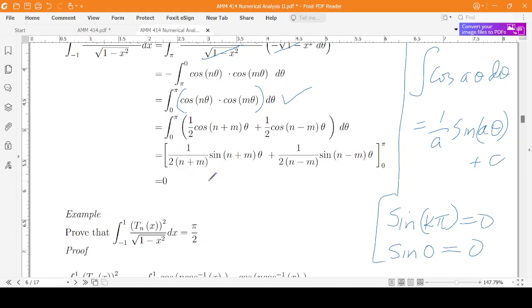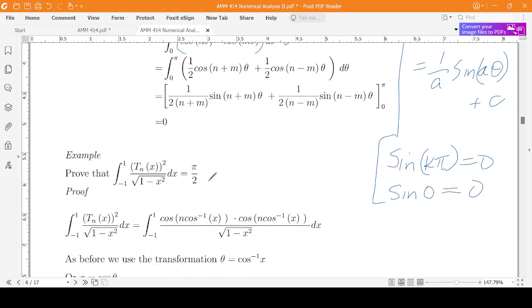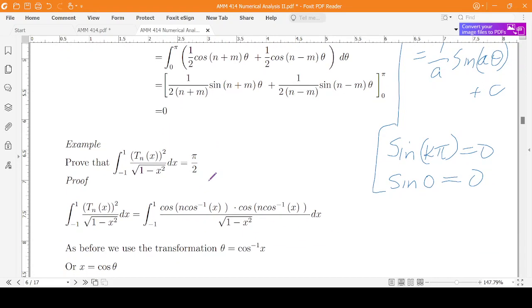The integral will give us a value of 0. Now we have example 2. We want to prove that the integral from minus 1 to 1 of Tn of x squared divided by the square root of 1 minus x squared equals pi over 2.